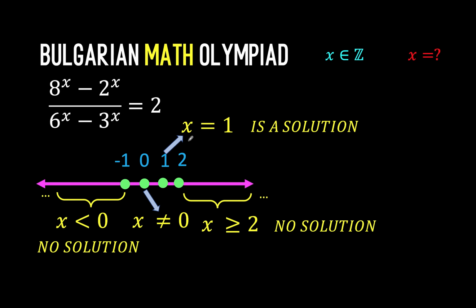So our final answer is x equals 1 is the only solution to this given exponential equation.